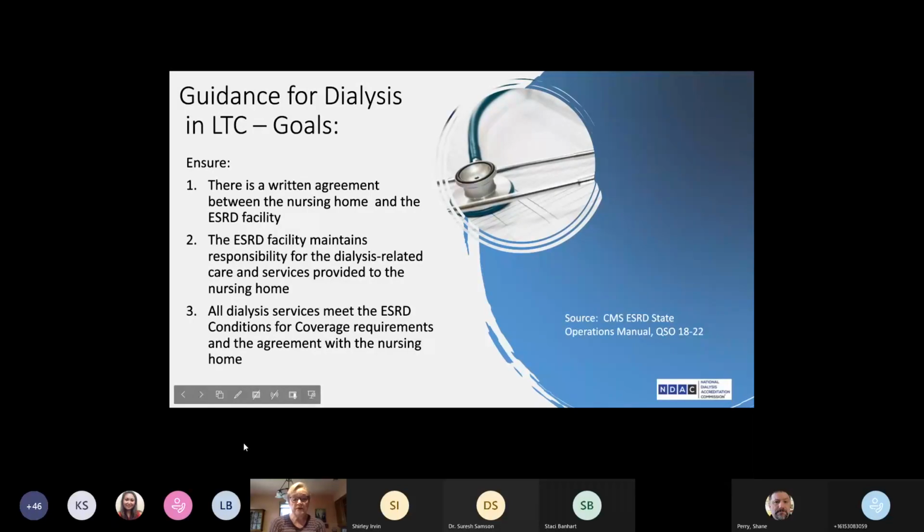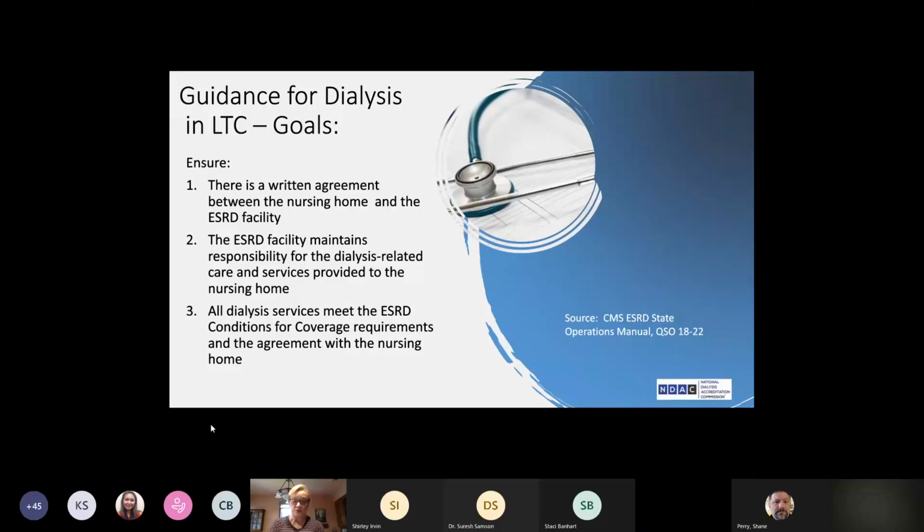So we want to talk about some goals for dialysis care. One of the things that is required is if dialysis is occurring in the nursing home, there has to be a written agreement between the nursing home and the dialysis provider. If the patient is leaving the nursing home to go to dialysis in an inpatient center, then there does not have to be a written agreement. But if the dialysis is happening in the nursing home, there has to be a written agreement.